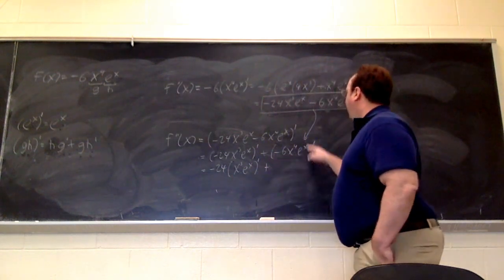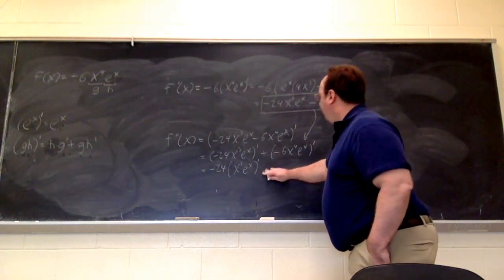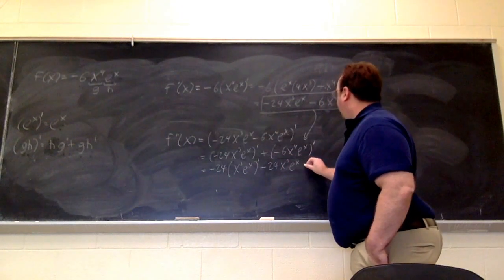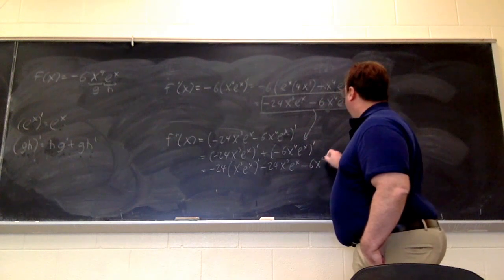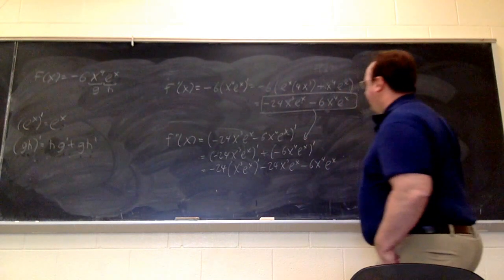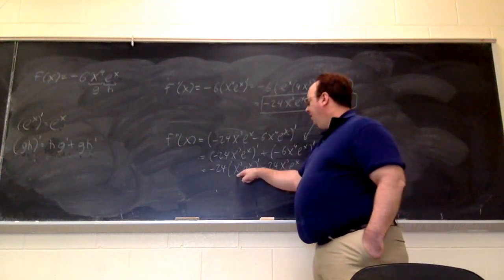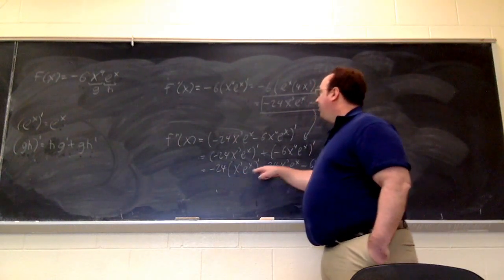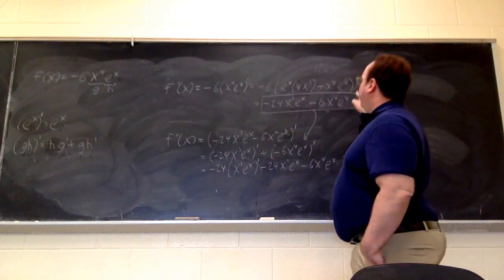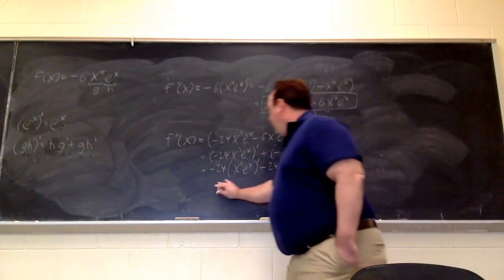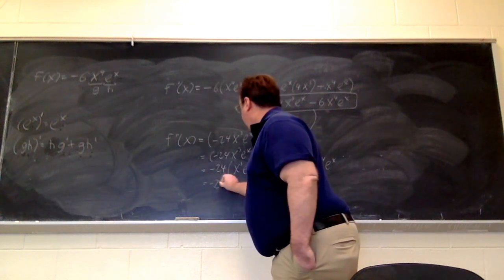And then for this part, I'll just fill in what I have here. So minus 24 x cubed e to the x, and then minus 6 x to the fourth e to the x. Okay. So now all that's left to do to take the derivative is take a derivative of this part, x cubed e to the x, which is very similar to what happened up here, but the only difference is it's x cubed rather than x to the fourth. So you can kind of see the pattern.